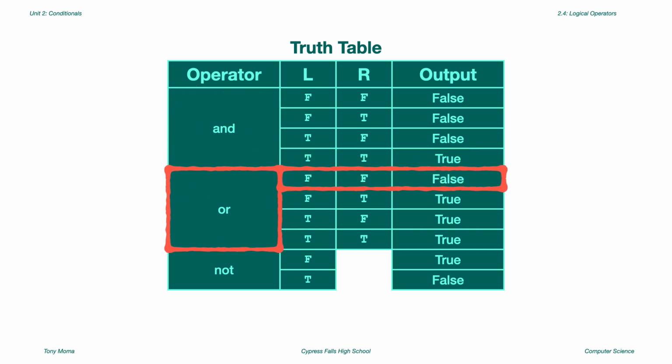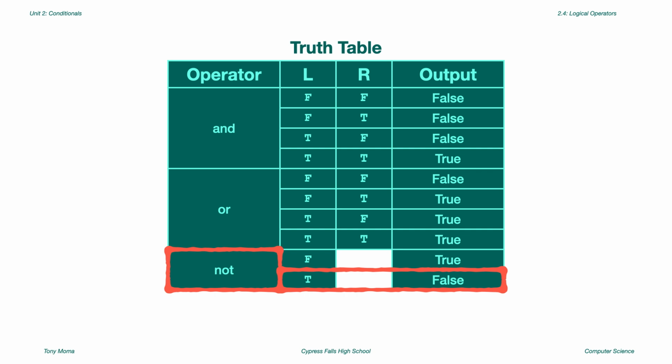For the OR operator, if the left condition is false and the right condition is false, then the output is false. If the left condition is false, but the right condition is true, then the output is true. If the left condition is true, but the right condition is false, the output is still true. And if both conditions are true, then the output is true. Then for the NOT operator, which is a unary operator, it only receives one operand, if the one operand is false, then the output is true. And if the one operand is true, then the NOT operator will evaluate to false.